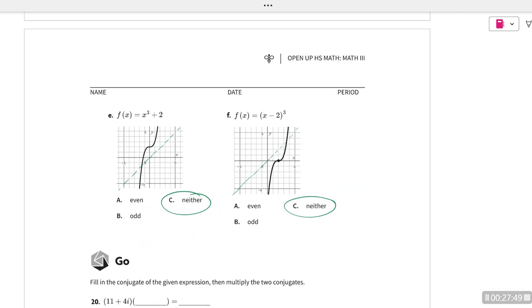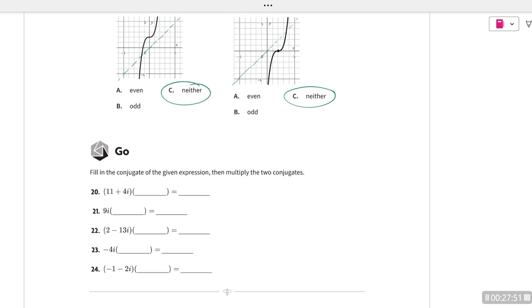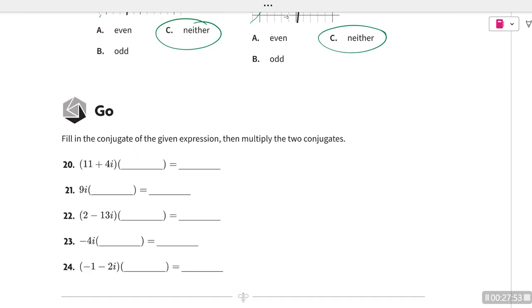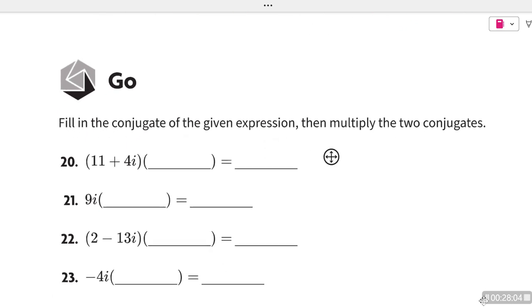All right, let's move on to our next problem. Question 20. It says fill in the conjugate of the given expression, then multiply the two conjugates. For conjugates, we want that i term to essentially go away entirely. So we're going to switch the sign in the middle, and that's all we're going to change. We create a difference of squares.